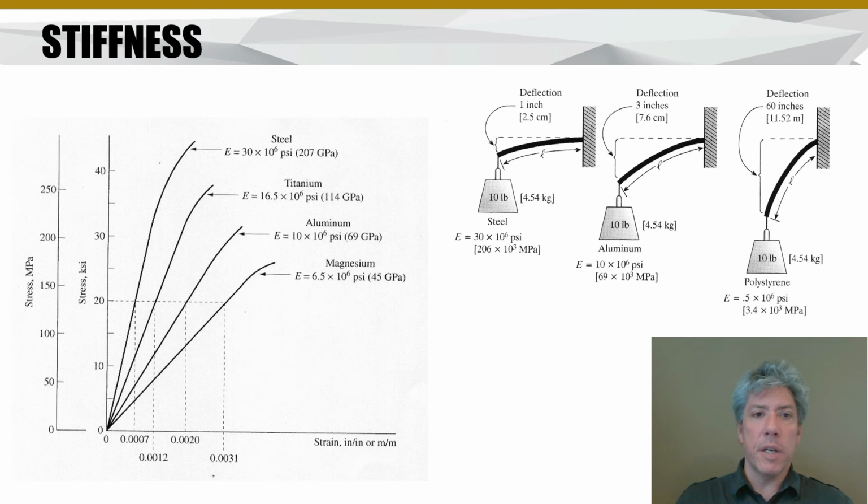You see steel at 30 times 10 to the 6th. You should commit that one to memory. Sometimes you'll hear me say 30 E6 psi or 207 gigapascals. Titanium I don't have memorized. It's interesting that it's there. Aluminum is about 1/3 that of steel, so that's about 10 E6 psi or 69 gigapascals. Magnesium is even less stiff, and so on. So there's a lot of materials, and they have different initial slopes for stress versus strain.